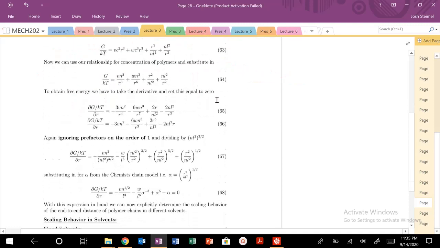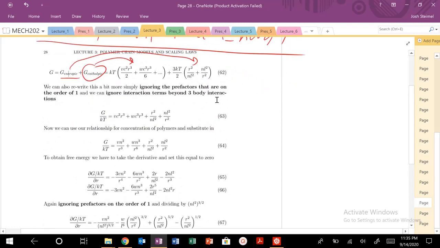So we're going to wrap up and see how the solvent quality will change our RMS, the size of our polymer chain, the scaling as a function of N, and how that scaling changes depending on if we're in a good solvent, bad solvent, or theta solvent.